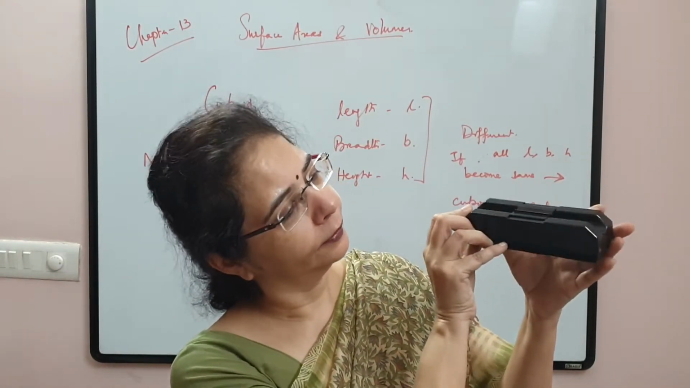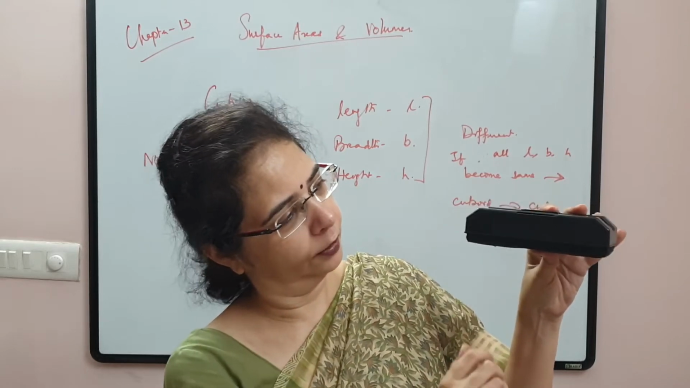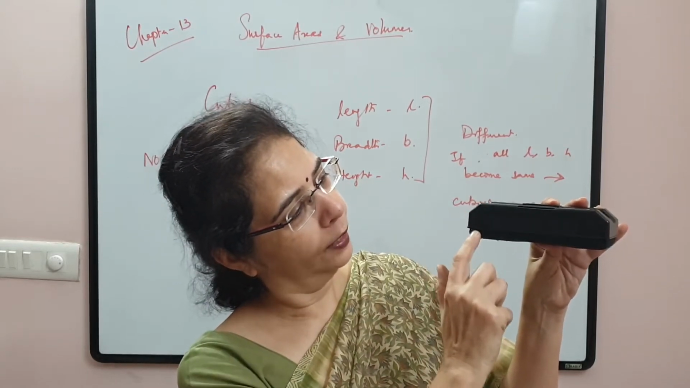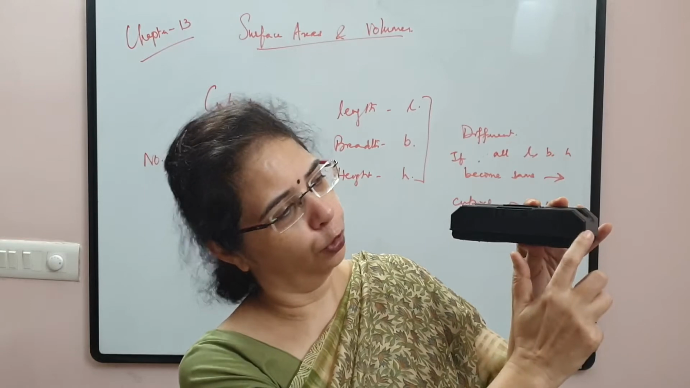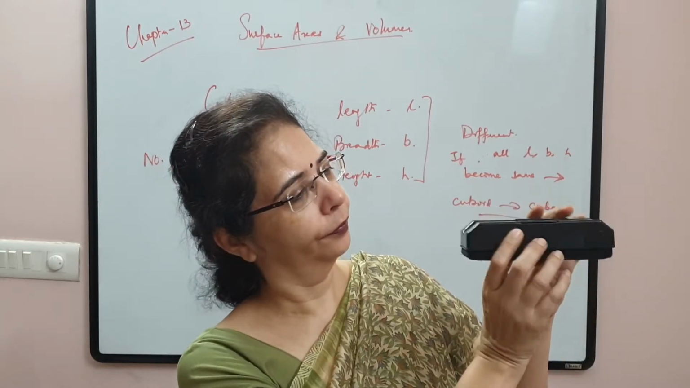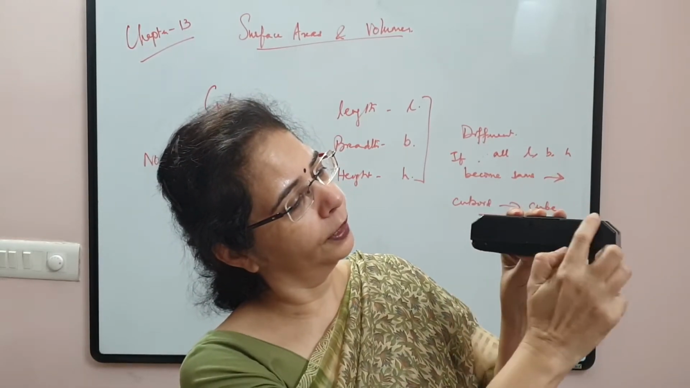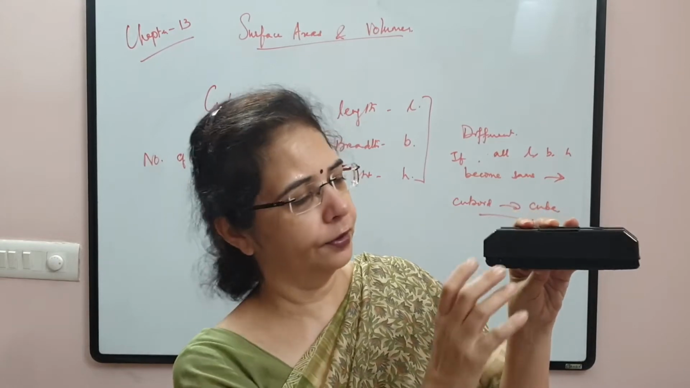First take this side into consideration. 1, 2, 3, 4. 4 edges on this side. 5, 6, 7, 8. 8 edges.